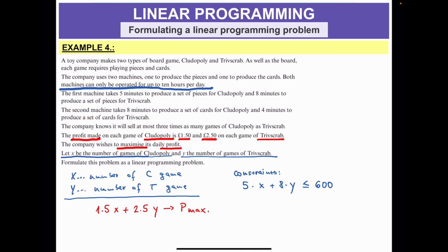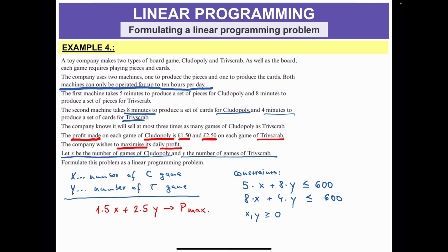Then the second machine takes 8 minutes for the C game and 4 minutes for T game. So 8x plus 4y also must be less or equal to 600 minutes. Now both of them must be positive, of course. x and y must be greater or equal to 0.